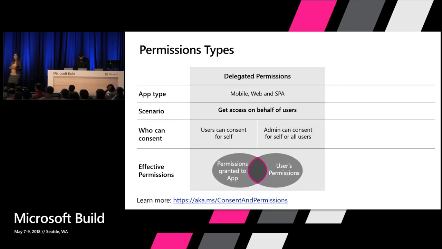And the effective permissions of the requests, and this is super important, is the intersection between the permissions that the user has and the permissions that have been granted to the application. I'm going to give you an example. Let's say I build an application that wants to access the user's files. Now, if I consent to that application, the application will be able to call the Microsoft Graph on behalf of myself to the OneDrive endpoint and get all of that information.